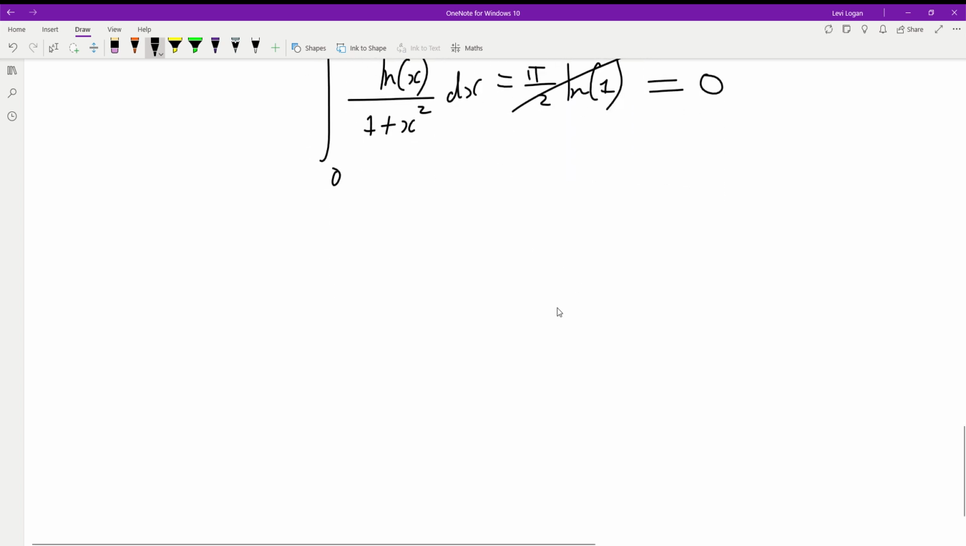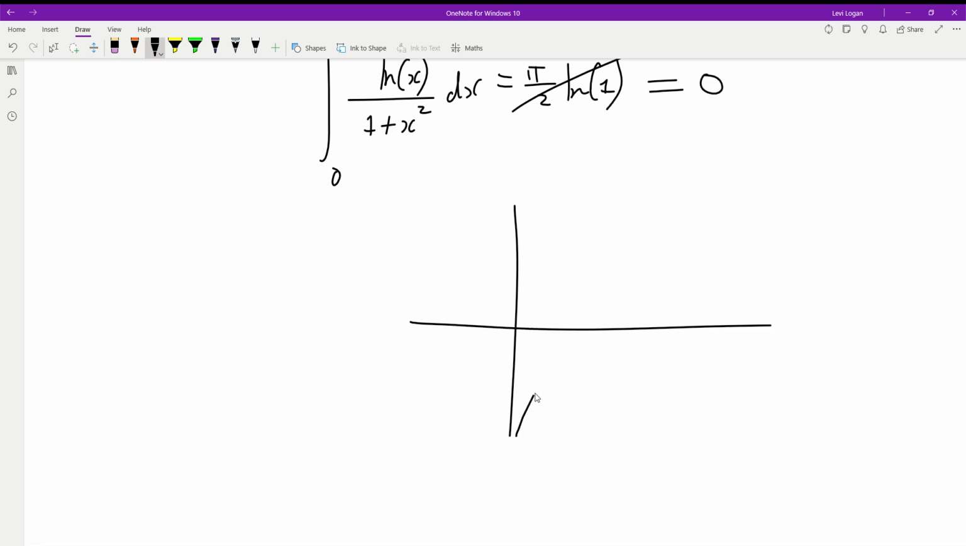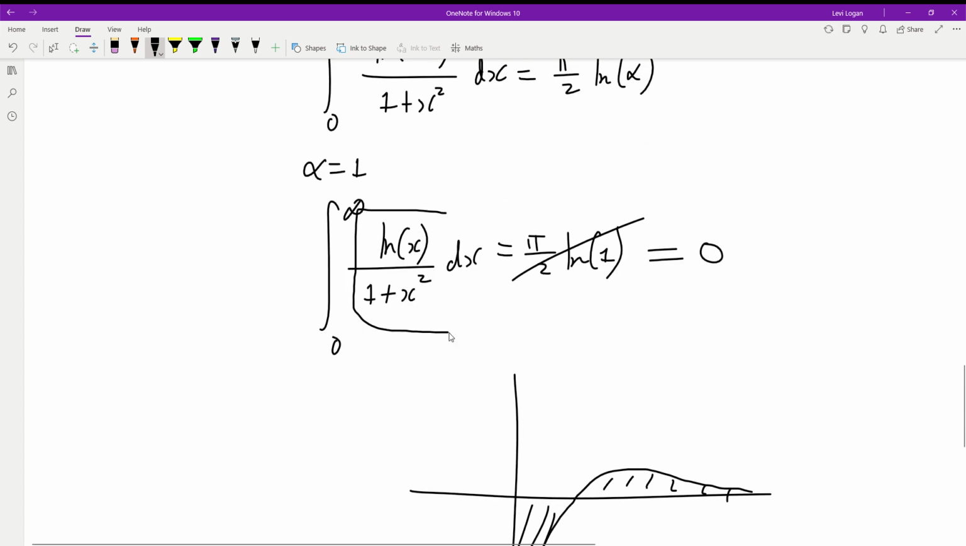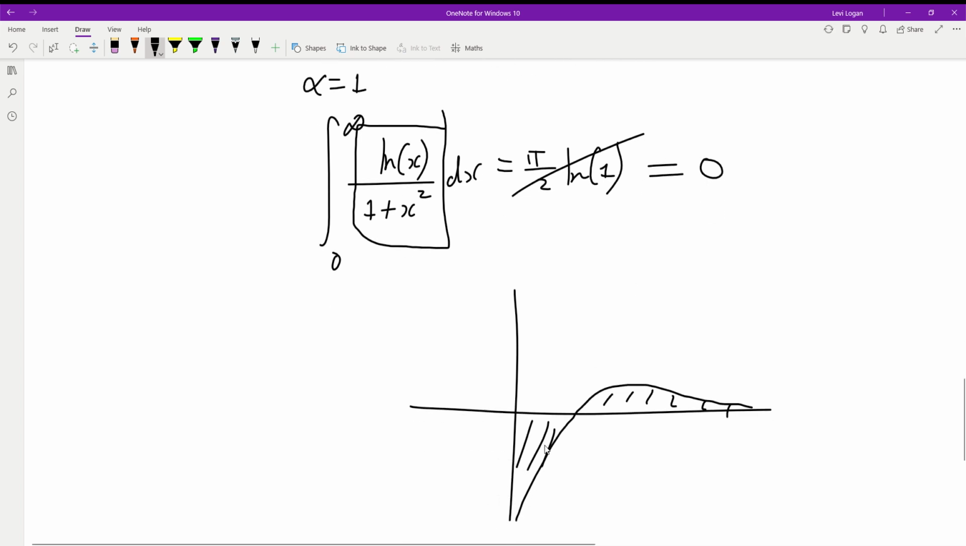The reason why it is like this is because if you actually look at the graph of our function, it's going to look something like this, where this entire region is equivalent to this entire region. Now you can actually graph that function there, and that's the reason why it's 0, because this area will cancel out with this infinite area here.